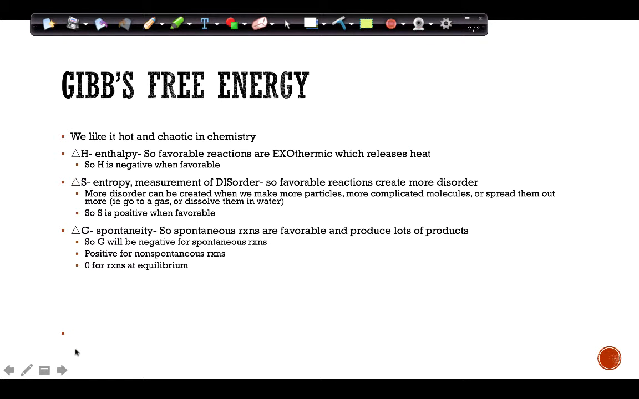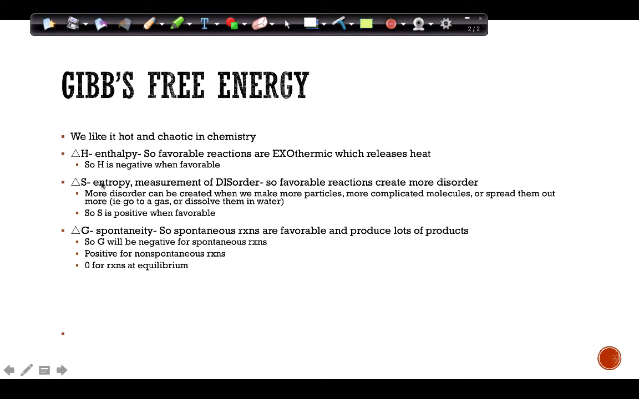All right, so when we talk about Gibbs free energy, we're talking about entropy and we're talking about heat. So in chemistry, we like it hot and we like it chaotic. So delta H, if we have a reaction that releases energy, that's going to be considered to be a favorable thing. Okay, so if delta H is negative and it's exothermic, we're going to say it's favorable.